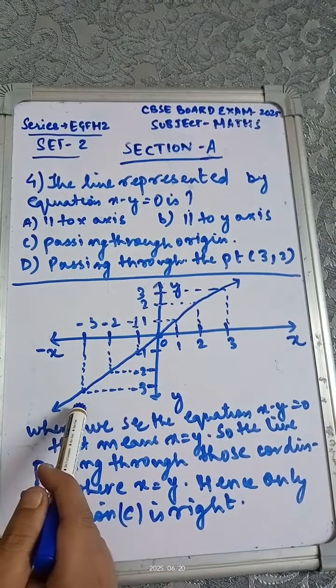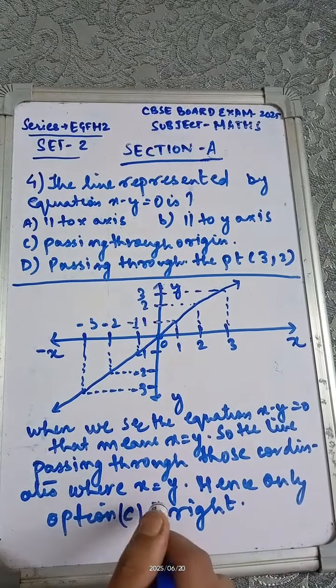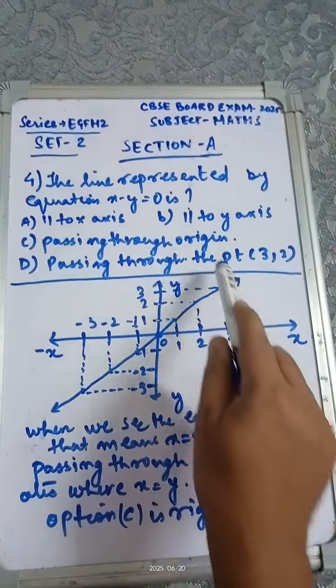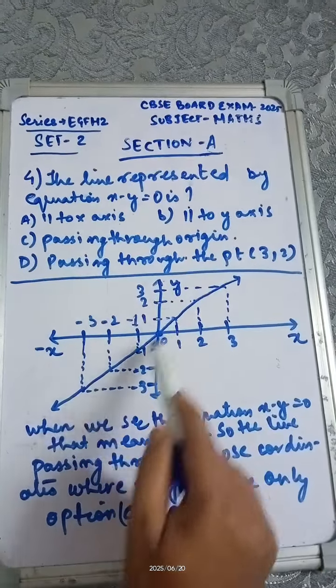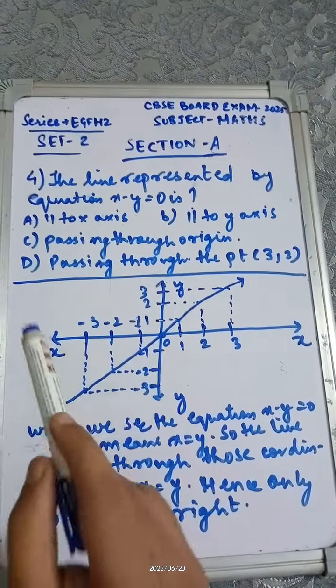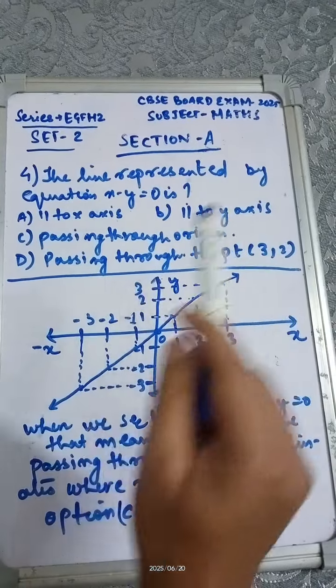So this is the line x minus y equals 0, as I have proved why it is so. Is it parallel to the x-axis? It is clearly visible it is not. Parallel to the y-axis? No, it is not parallel to the y-axis at all. Passing through the origin? Yes, it is passing through the origin.